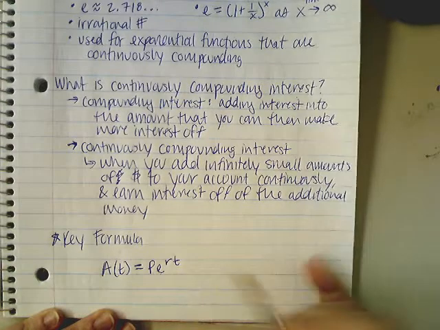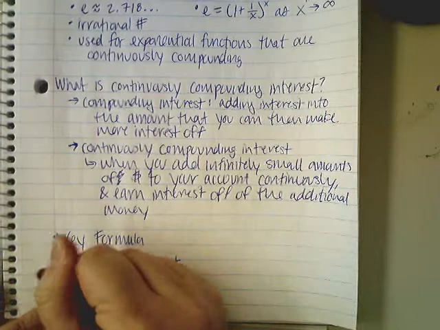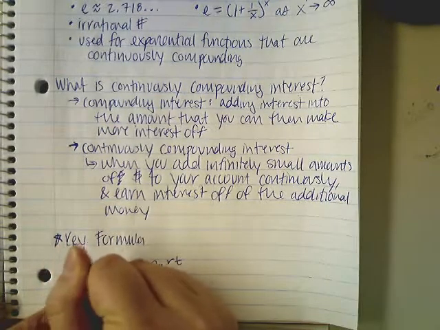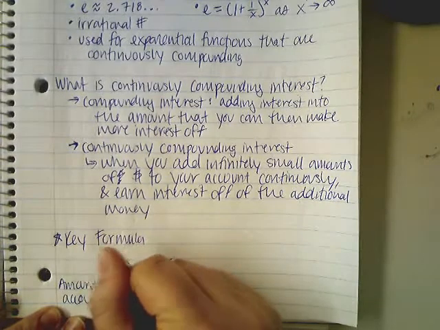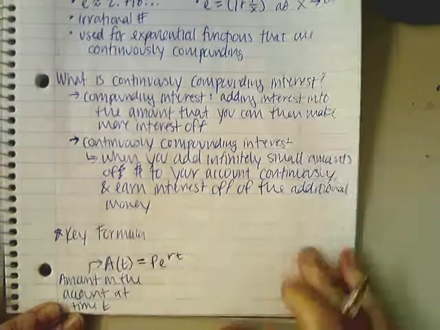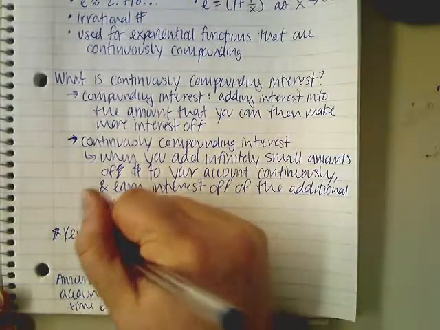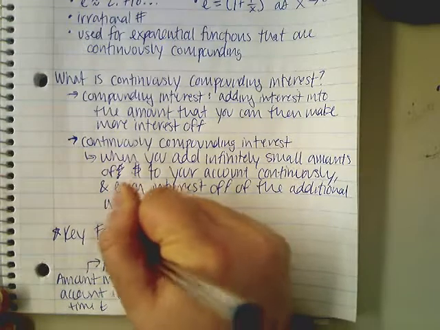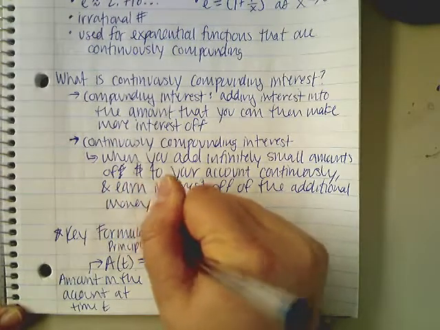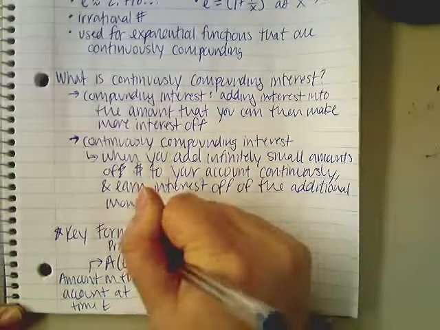So A equals Pe^(rt), where again, our A value is the amount in the account at time t. So that is our A value, the amount in the account at time t. P is our principal, or our initial amount. So that's our P value.